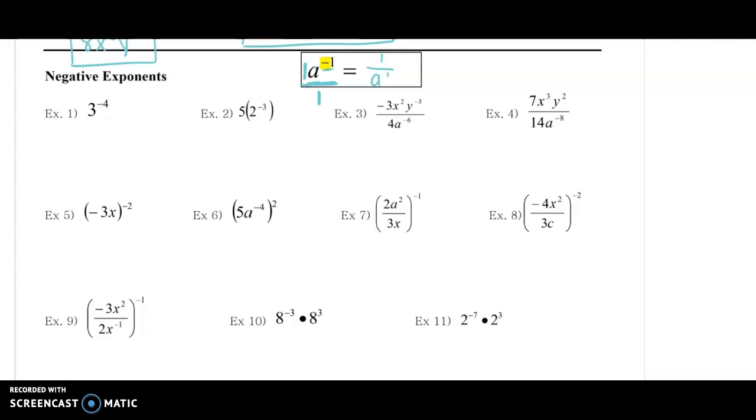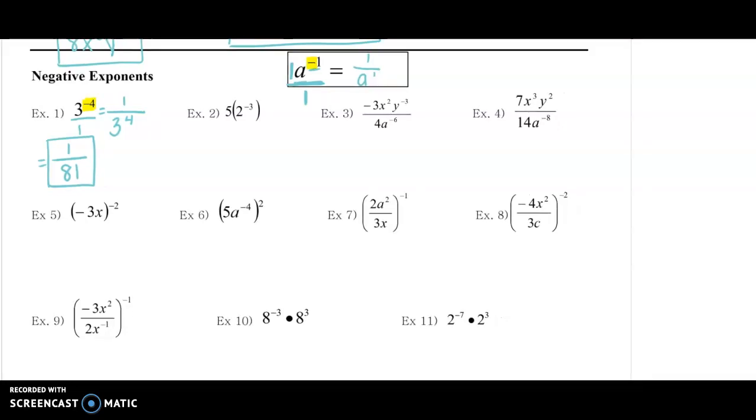So this first example, 3 to the negative 4th. I do not like to have negative exponents in my answers. So what I'm going to do is rewrite that. Since it's in the numerator, I'm actually going to bring it down to the denominator. 1 times 3 to the positive 4th. Once you move it, the exponent becomes positive. And then 3 to the 4th: 3 times 3 is 9, 9 times 3 is 27, 27 times 3 is 81. So 1 over 81 would be my final answer. You can't deal with negative exponents until you make them positive.